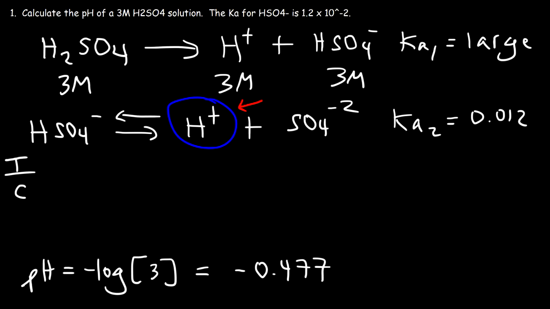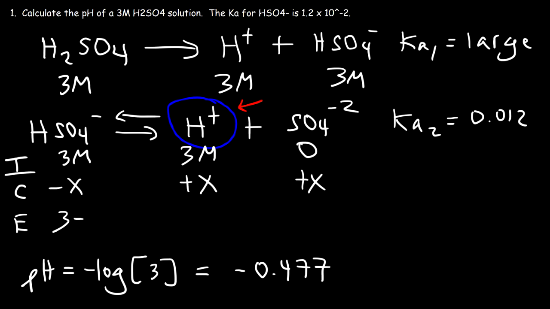So let's make an ICE table. So we have the initial concentration of the bisulfate ion, that's 3 moles per liter. And the same is true for H+. Now sulfate is 0, so the reaction has no choice but to shift to the right. So this is going to increase by X, and the reactant is going to decrease by X. So that's going to be 3 minus X, 3 plus X, and X.